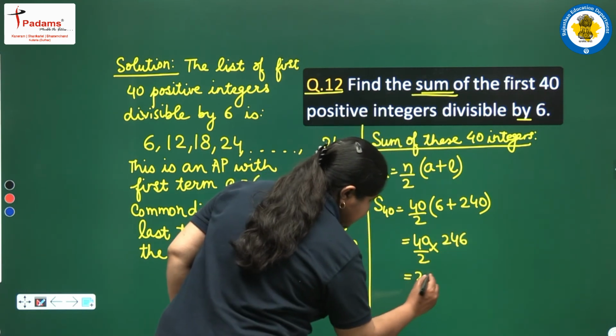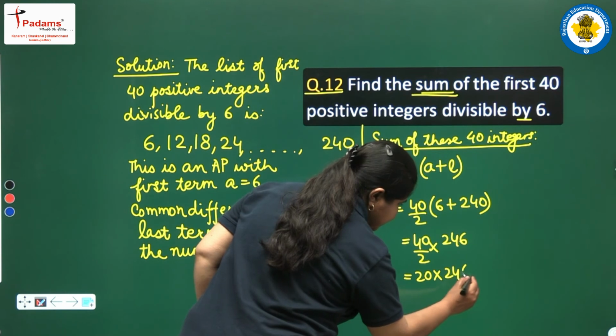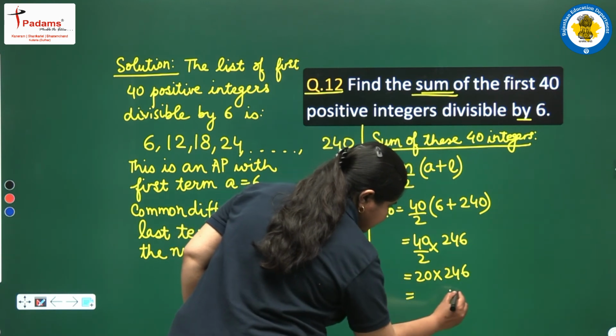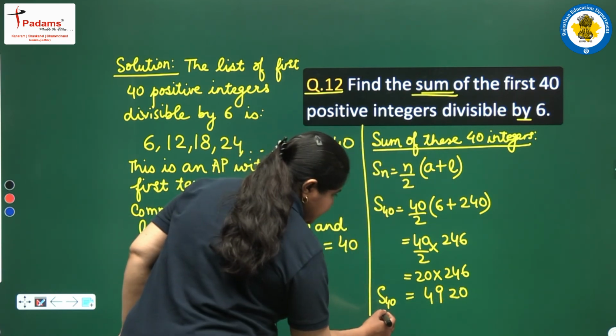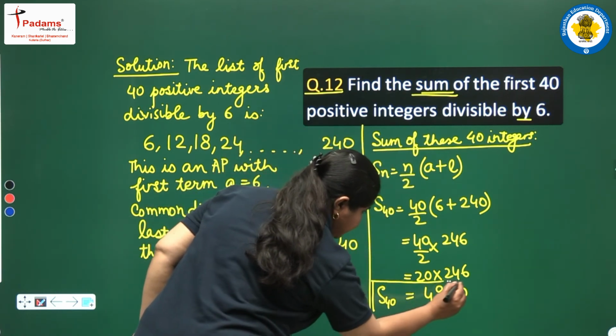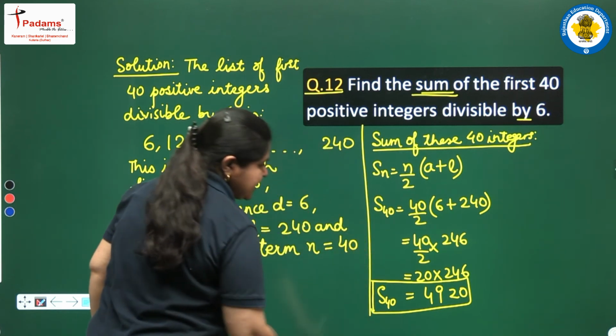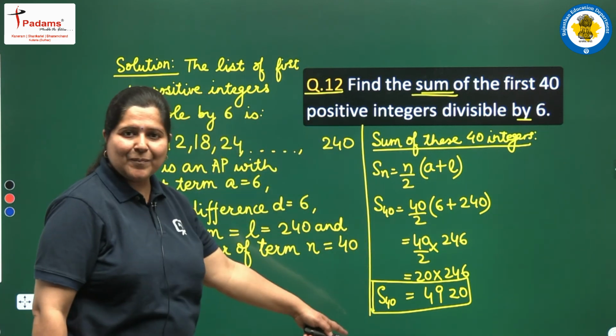This is 20 into 246. We can multiply by 2 here. 2 6s are 12, 1 carried. Here we will have 9, and 2 2s are 4, and 1 0. So this is the sum of first 40 positive integers divisible by 6. I hope it is clear.